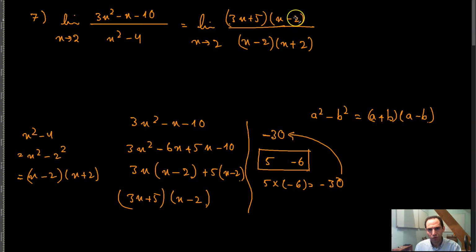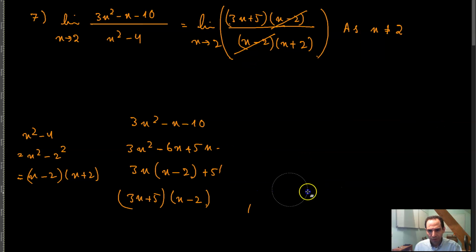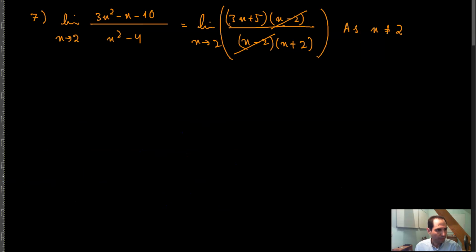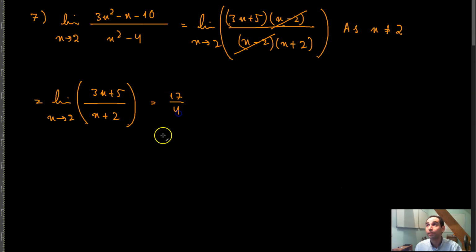Then you can cancel these two out, as x is not equal to 2. As x is not equal to 2, I can cancel these two out. And so what remains is the limit of 3x plus 5 over x plus 2 as x tends to 2, which is the same thing as, now this becomes 4 and this becomes 12 plus 5 is equal to 17. That's 17 fourths. I think that is the answer there. Let me see.